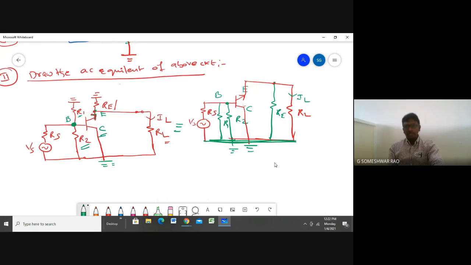This three-line horizontal symbol is equivalent to ground, so this can be redrawn like this. Nothing else we did; we have connected everything to ground. Wherever a junction is there, that's a parallel network. This is the parallel network we have identified.